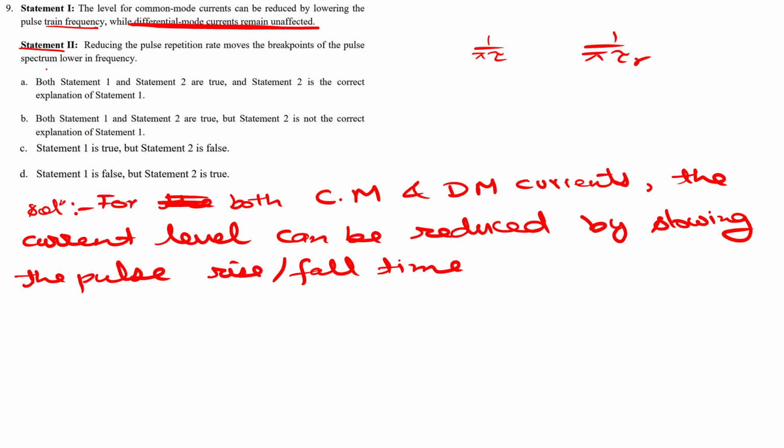Since these will move the breakpoints of 1 by tau r and 1 by tau of the pulse spectrum lower in frequency, causing the spectrum to roll off at a faster rate at this frequency. So statement 2 is correct but statement 1 is not correct, because both common and differential mode currents can be reduced by lowering the pulse train frequency. So if we go through the options, the correct option is option D.